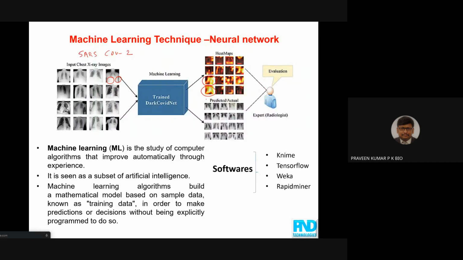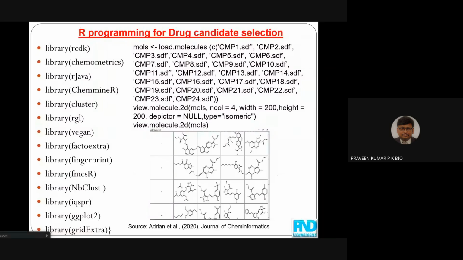Got it? Like this, you can use machine learning techniques to generate heat maps for diagnosis. What is this for? This is for diagnosis of viral infections or even cancer diseases. The software we use is KNIME, TensorFlow, WEKA, RapidMiner. Now let me go ahead with the next thing, R programming.